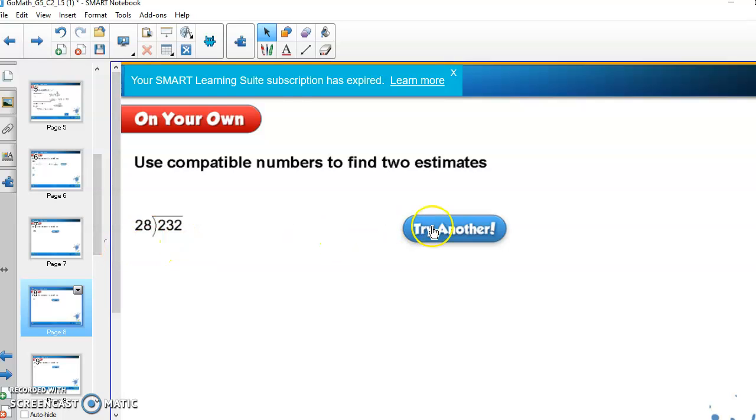But if you want help getting started with number 9, let's first round 28. What would you like to round 28 to? I'm thinking either 20 or 30. Which one is it closer to, 20 or 30? I agree. I think it's closer to 30. So I'm going to round it down to 30.